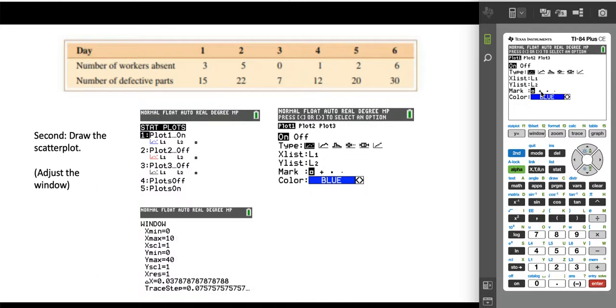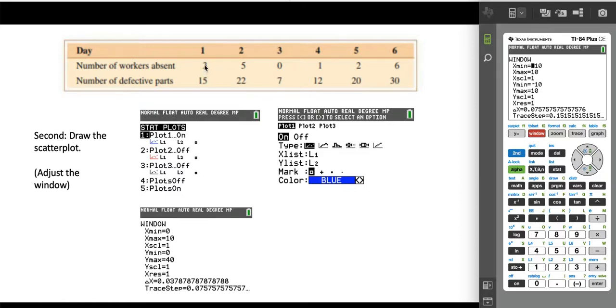Now, once you have all that in there, the next thing you want to do is change your window. Remember, our window is typically set up, if it's the standard window, to go from -10 to 10 on the y-axis and the x-axis. But that's not going to work for this data.